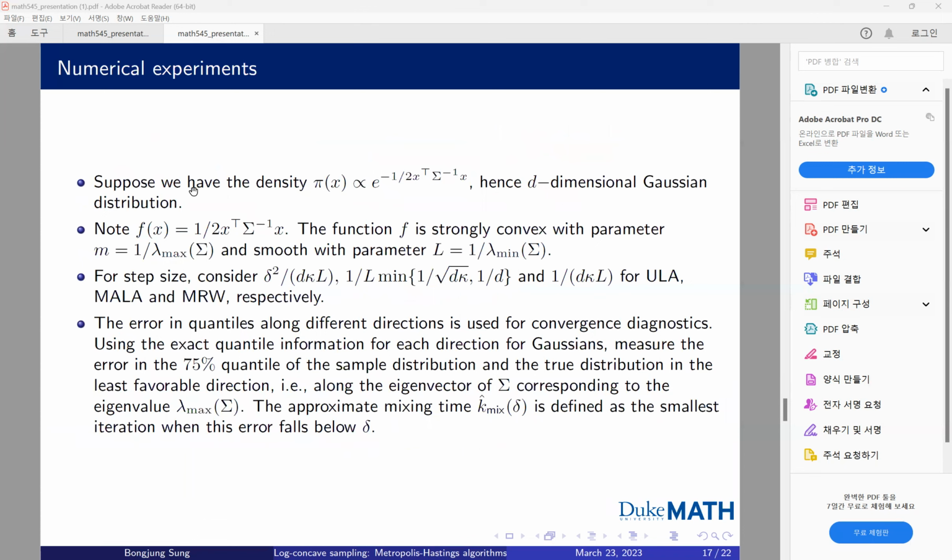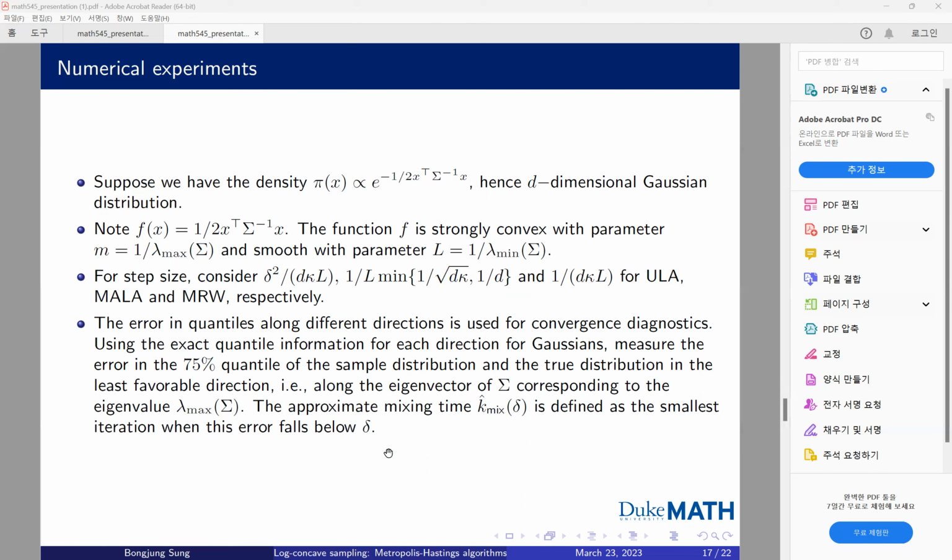And to verify these main results, we conduct some numerical experiments. So we consider the density to be Gaussian with mean 0, which is clearly log-concave. With the corresponding f, we see that f is L-smooth with L equal to 1 over the minimum eigenvalue of sigma, and m-strongly convex with m equal to 1 over the maximum eigenvalue of sigma, where sigma is the covariance matrix of this Gaussian distribution. And for step size, we consider the following step sizes for Euler, MALA, and MRW respectively.